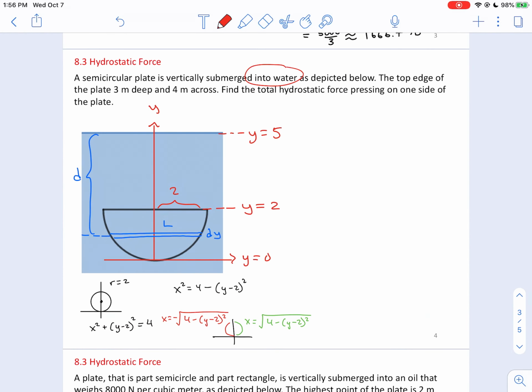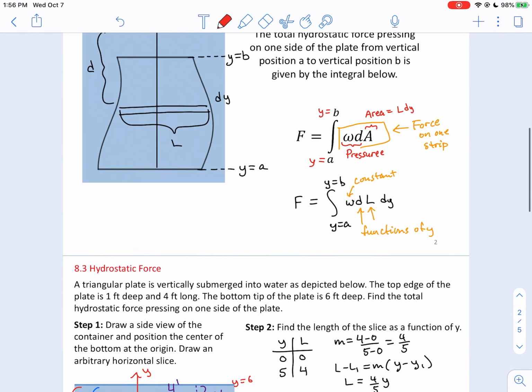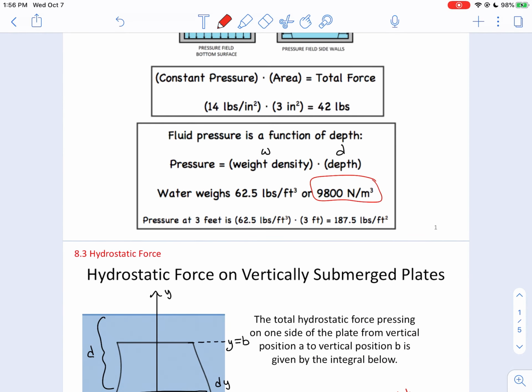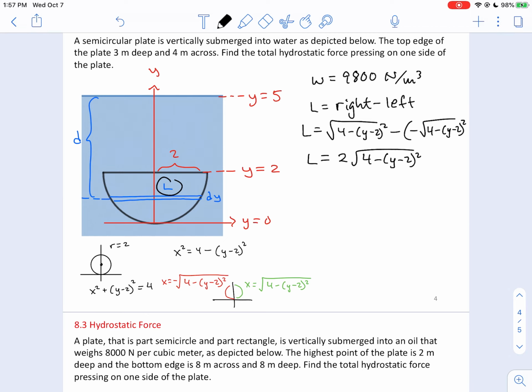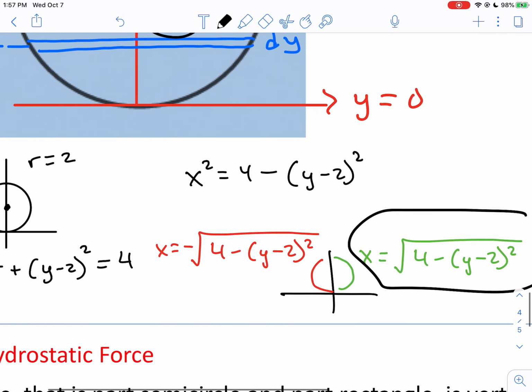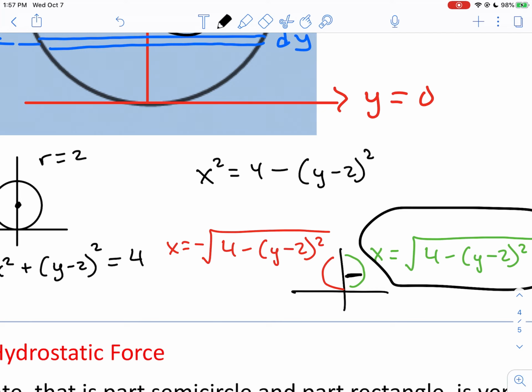This time we're working with water, but notice that everything's given in meters, so that means that we want to work with the metric system. So we're going to be using this value for omega, 9,800 newtons per cubic meter. If you want to figure out how long the strip is, then you do right function minus left function. Well, the right function is the green, and we're going to subtract from that the left, which is the negative of the square root of the same thing, which really means you just add those together, by subtracting a negative, and you wind up getting 2 of these square roots, which makes sense symmetrically, because if you figure out how far across it is from the y-axis to the green, and then just double that, you get all the way across.